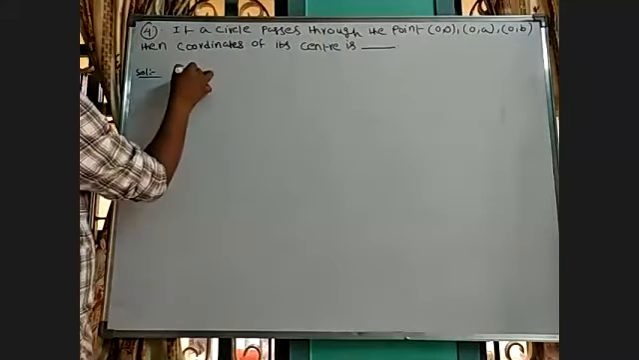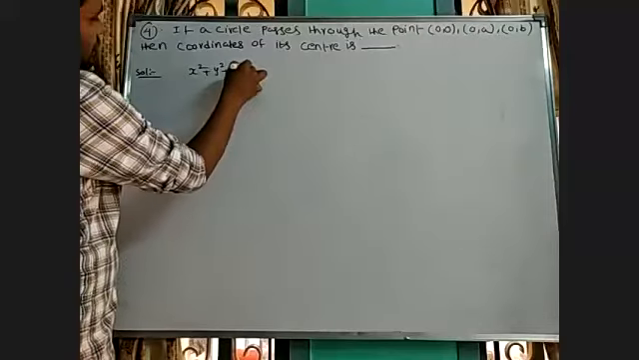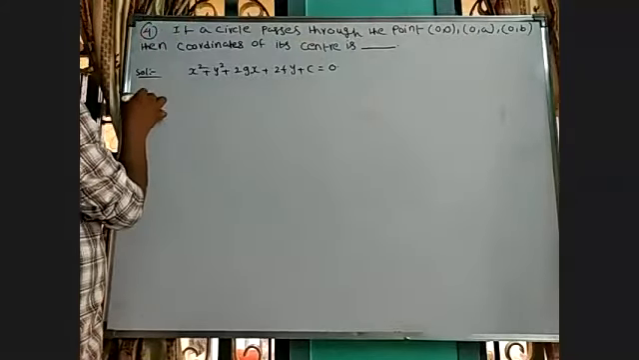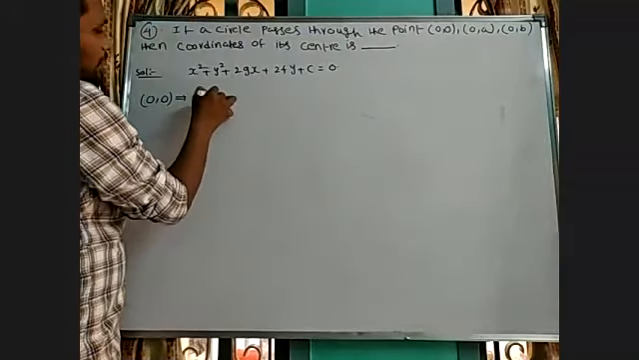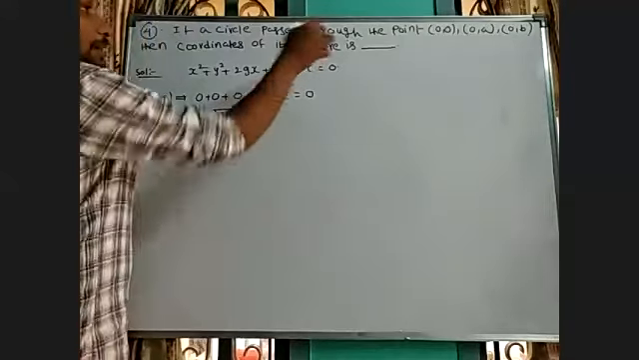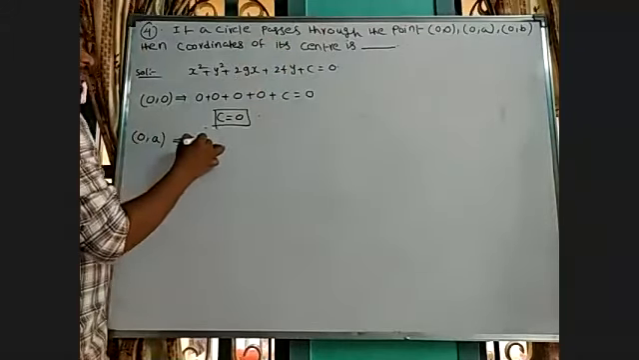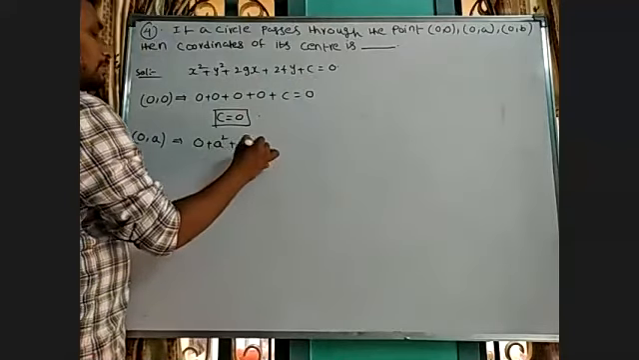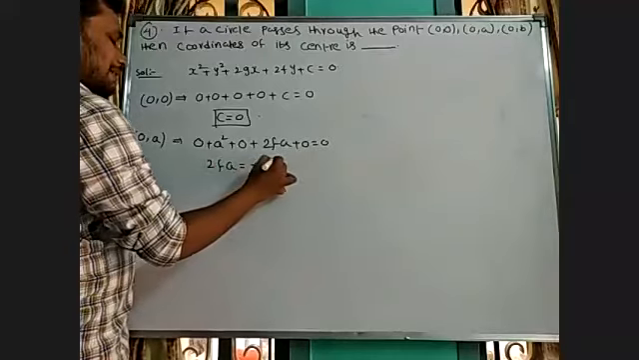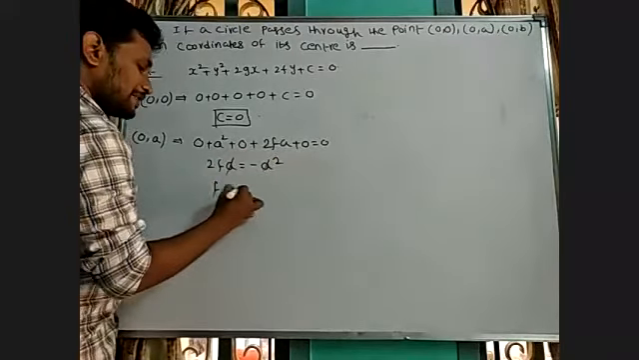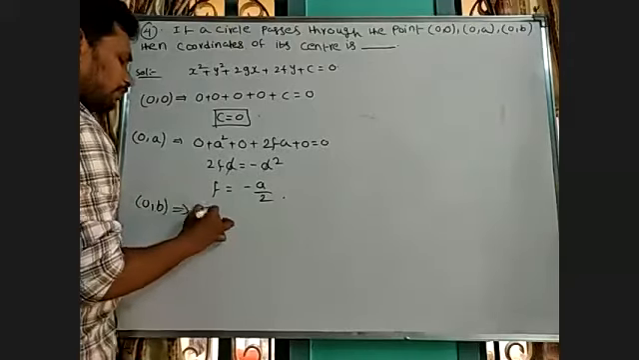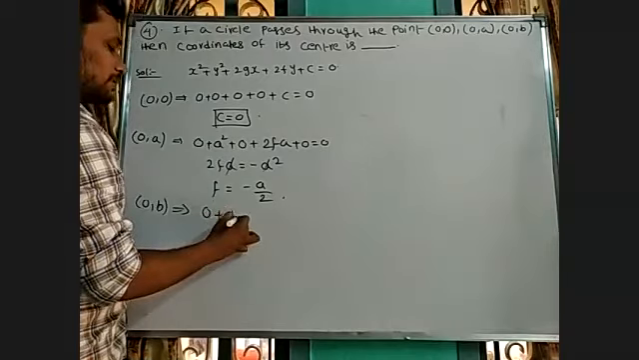The circle equation is x square plus y square plus 2gx plus 2fy plus c equals to 0. It is passing through (0,0). Okay, what we get, 0 plus 0 plus 0 plus c equals to 0. From this, we write c is equal to 0. Next, what they give, (0,a). Substitute: 0 plus a square plus 0 plus 2fa plus 0 equals to 0. 2fa is equal to minus a square. This a, this a will get cancelled. f is equal to minus a by 2. Next, what they give? (0,b). If you substitute (0,b), what are we getting? 0 plus b square.